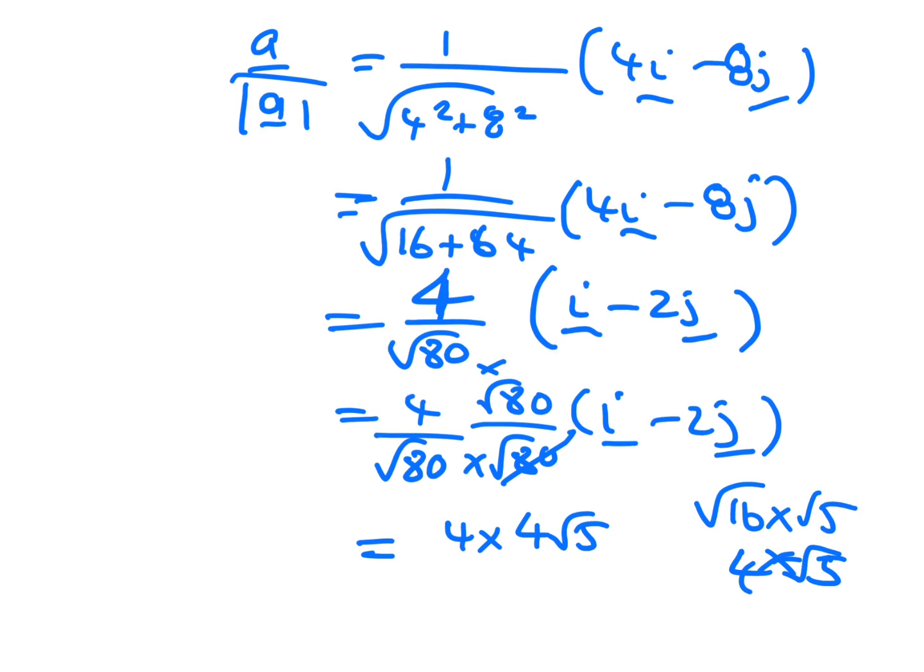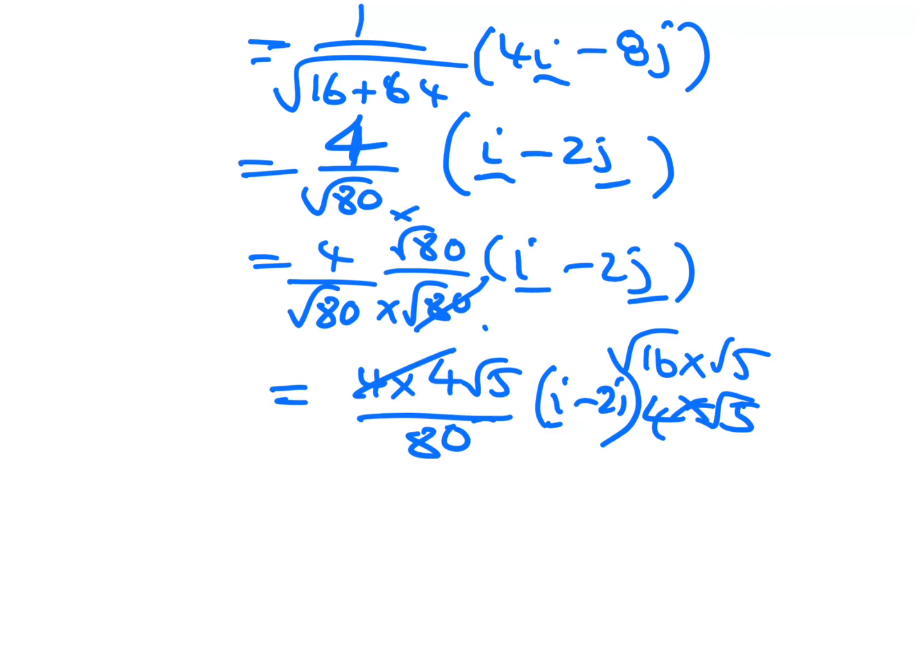Wait a minute. Yes, oh yeah, I was just realising it. So it's 4 times root 80 over 80, and then i minus 2j. Okay, so that's 16. So 16 goes into that 5. So it's root 5 on 5, and then i minus 2j.